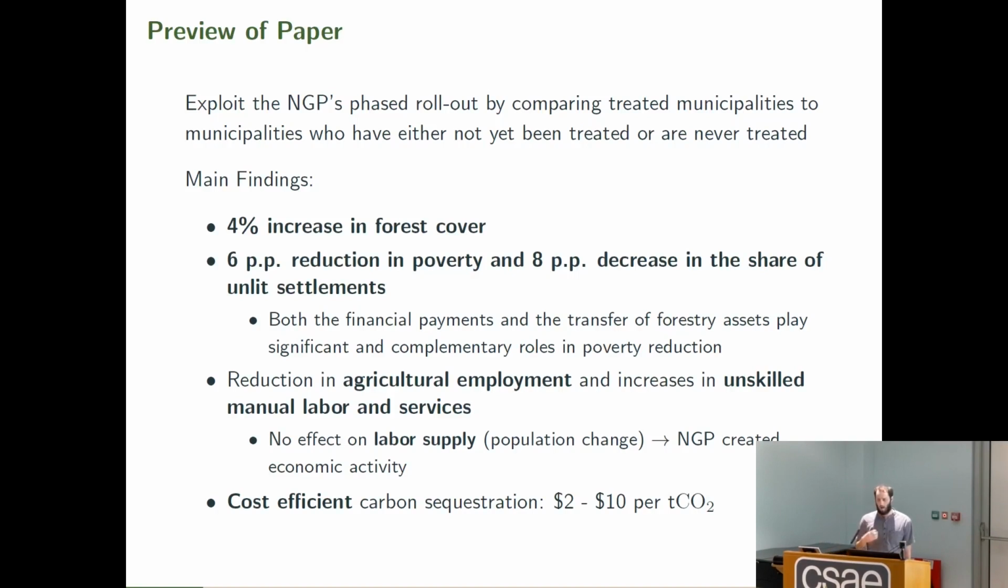Some of the main findings: we find a 4% increase in forest cover. This reassures us that the policy actually worked in its main aim of creating more forest cover. We see a 6 percentage point reduction in poverty. These are small area poverty estimates. And then we also come up with a panel data set of unlit settlements, so the absence of nighttime light, and we see reductions of 8 percentage points.